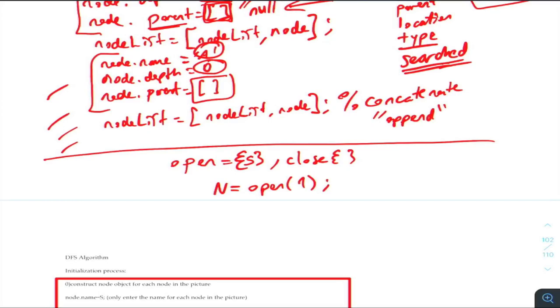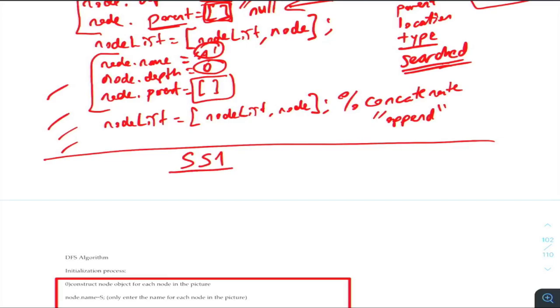The first algorithm that you would do, for example, let's not consider the first algorithm. Let me write SS1, state space search 1. Open, S. You know what, I'm going to write it like this. Open, and this is pseudocode, by the way.